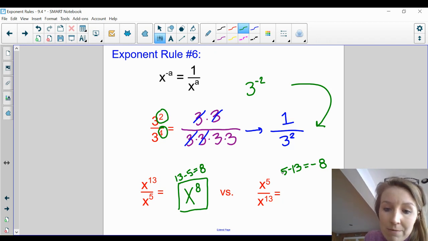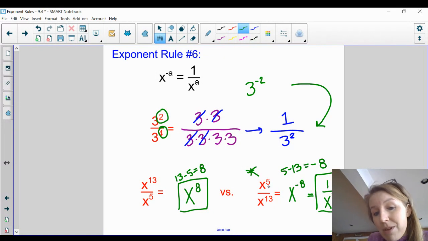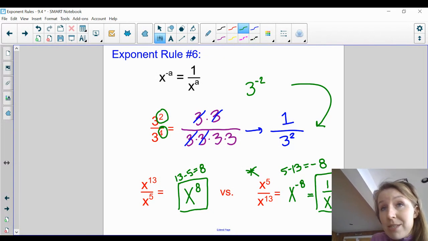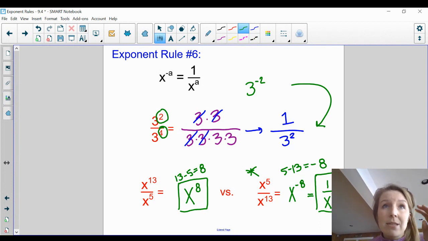So here, now that I've done 5 minus 13 and I have negative 8, that means I have x to the negative 8 power, which then based on the new rule you just learned becomes 1 over x to the 8th. If we think about this problem here, what has happened if we expand it out is I end up with only 5 x's on the top and I end up with 13 x's on the bottom. There's another math teacher in our department who talks about it almost like a battle between the top and the bottom. Well, here I have more x's on the denominator in the bottom. So my x's are going to win, meaning I'm going to end up with 1 on the top and x to the 8th on the bottom.